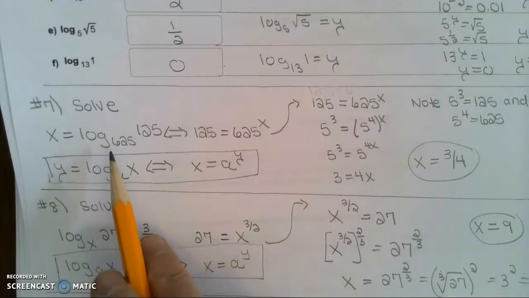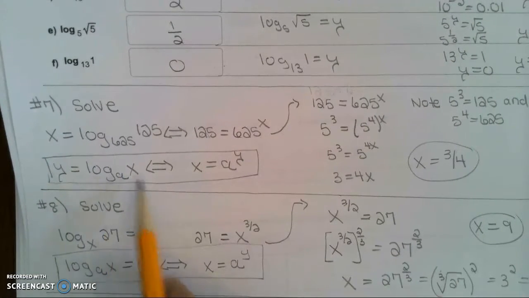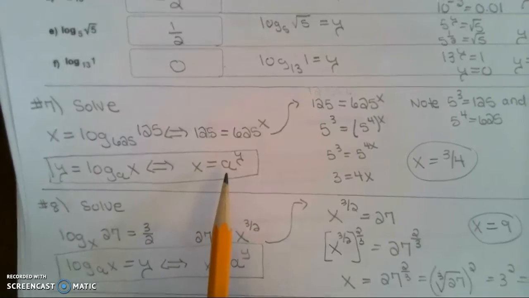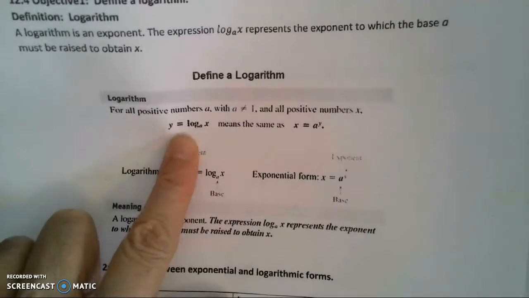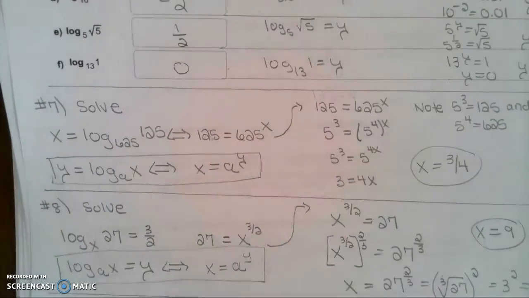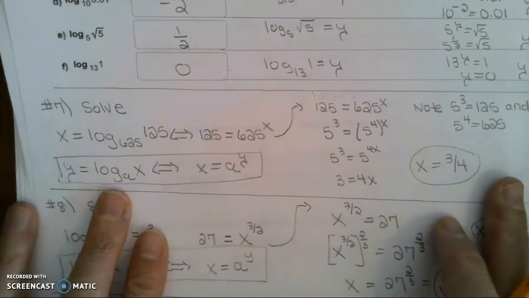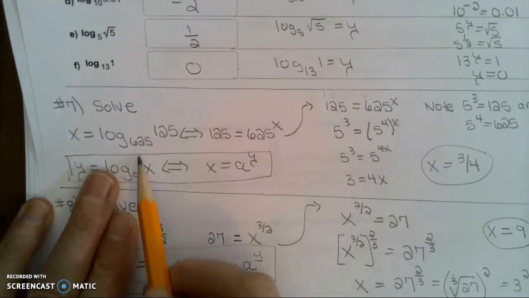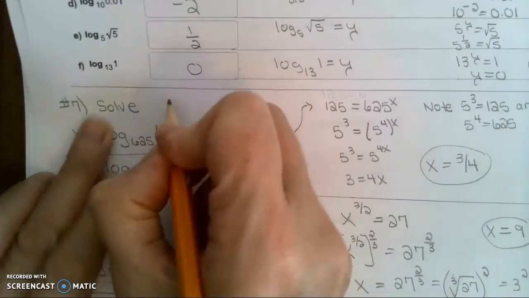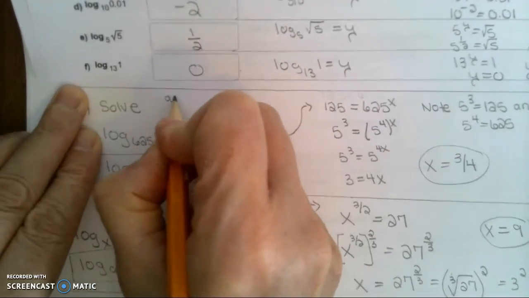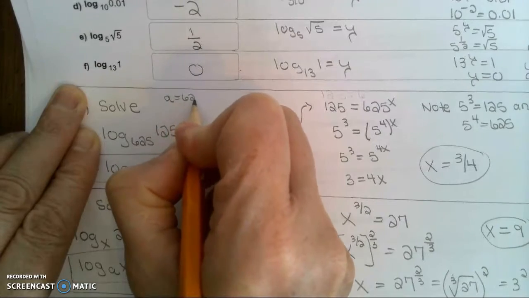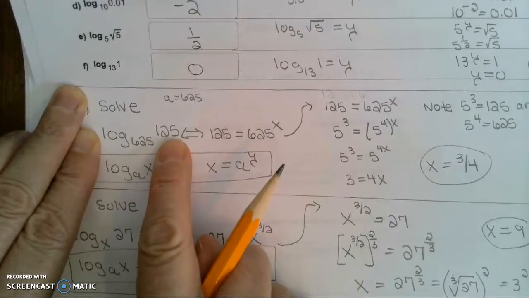I didn't print it out, I just wrote it here. First thing I did is I wrote down the definition of going from logarithmic to exponential form, which is right here in the handout. And from there you can label everything. I didn't label everything in here, but you can certainly do that. So my A is 625. My X is 125.